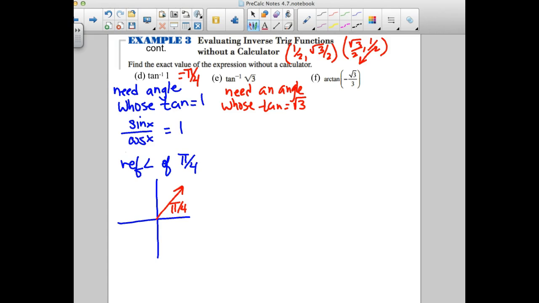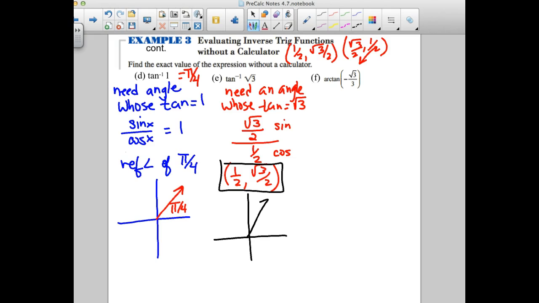Tangent, we said, is defined as sine over cosine. So to get a tangent of root 3, I'm going to need to have the root 3 piece on top, which means the 1/2 part would need to be on the bottom. We need sine over cosine, so our ordered pair is going to have to be 1/2, root 3 over 2 to make that work. Okay? So we are looking for an angle that has a tangent of root 3, meaning an angle that has these coordinates. All right? And that is our pi over 3 angle. So we are in quadrant 1 here. Our angle is pi over 3.